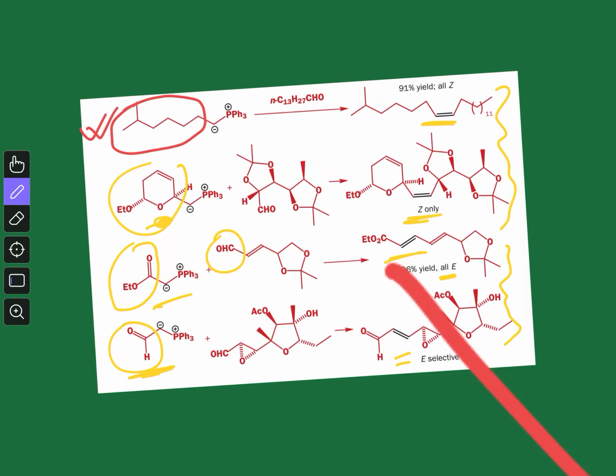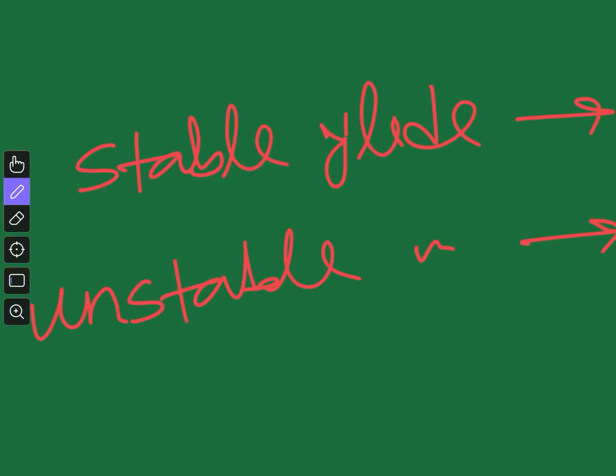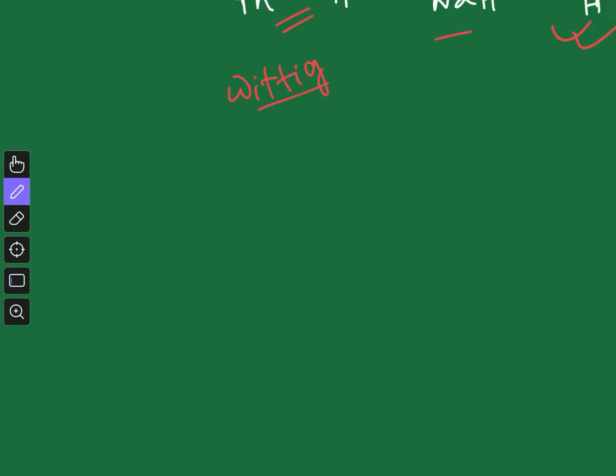So you can find several other examples, and in exams several questions come from this topic. So you have to find out whether the ylide is stable or unstable, and then you can easily say whether you will get Z product or E product. Now this is the information you need to know, but I will clarify why you are getting these 2 products. That is the explanation why the stable ylide gives E product and unstable ylide gives Z product.